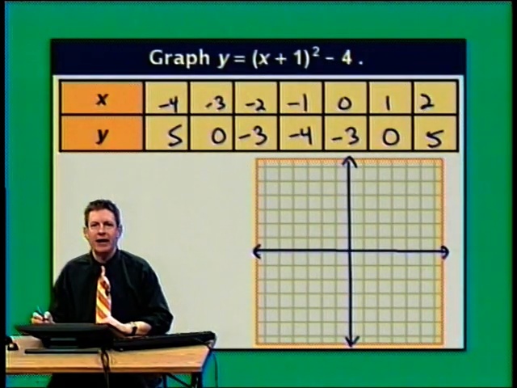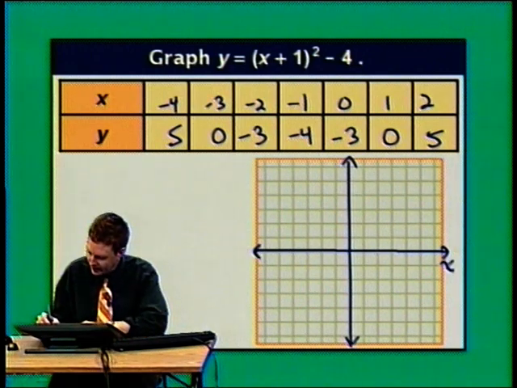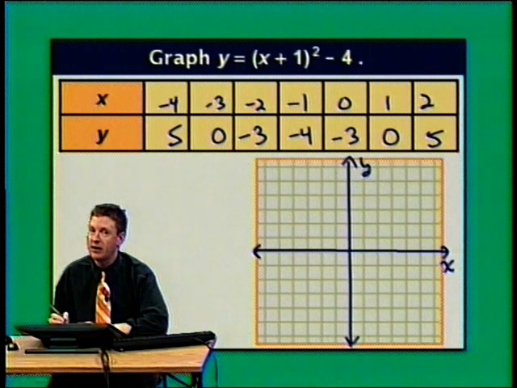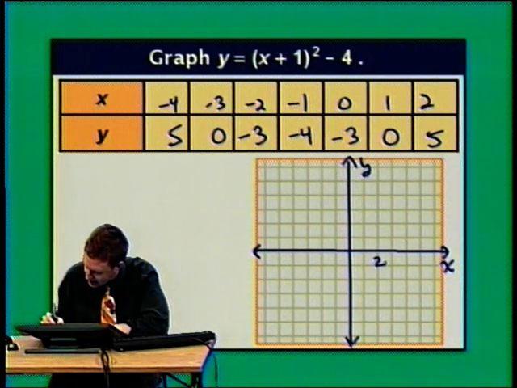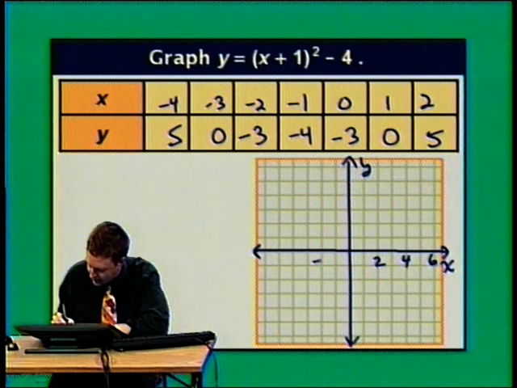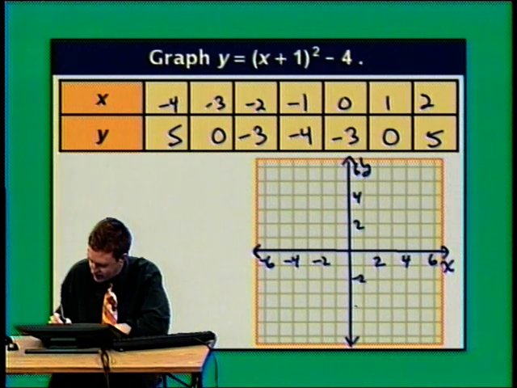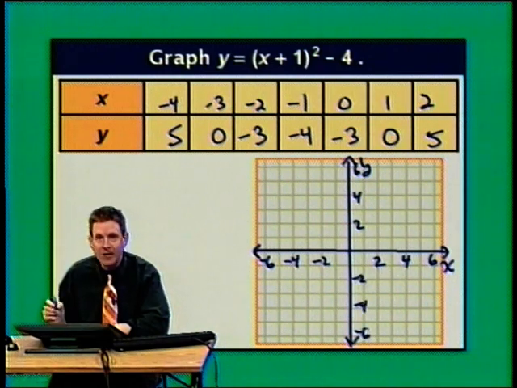Now I need to go ahead and label my axes. This is the x-axis, this is the y-axis. I think a scale of 1 is going to work pretty well in both the x-axis and y-axis. So this is going to be 2, 4, 6, -2, -4, -6, 2, 4, 6, -2, -4, -6.